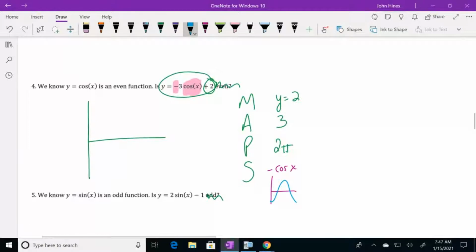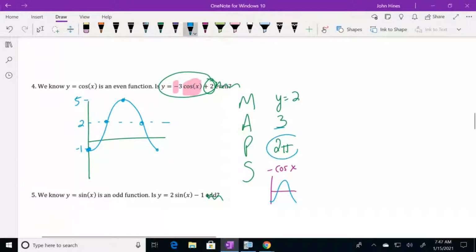All right, so my midline is 2. I'm going to just sketch that there. Amplitude is up 3, down 3. From my midline, from the middle, we go up 3 and down 3. What shape do I make? Low, middle, high, middle, low. And I swoop like that and hit those 5 points there.